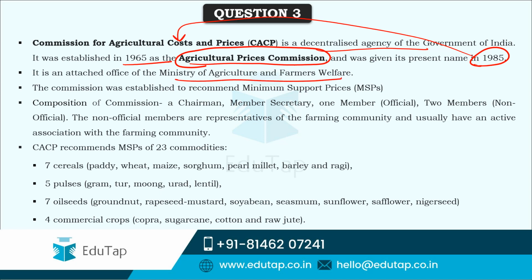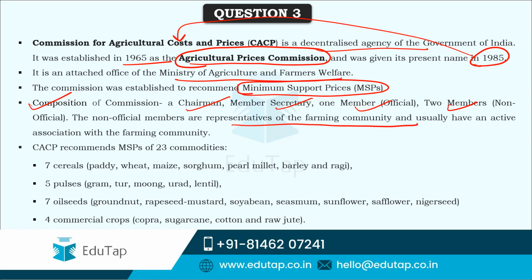And this commission was established purely to recommend minimum support prices, that is MSPs, and fair and remunerative prices for sugarcane. The composition of this commission is a chairman, member secretary, one official member, and two non-official members. Now these two non-official members are the representatives of the farming community.